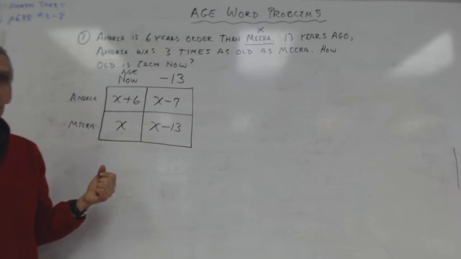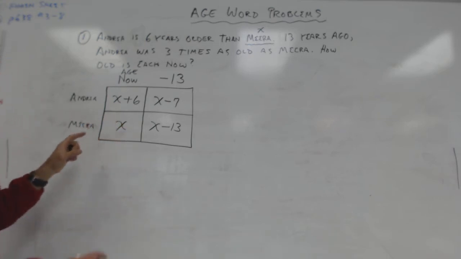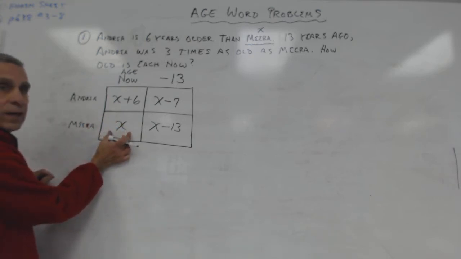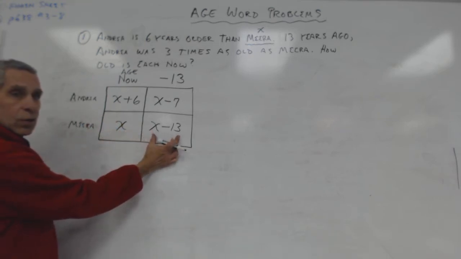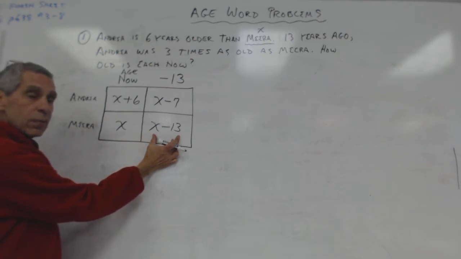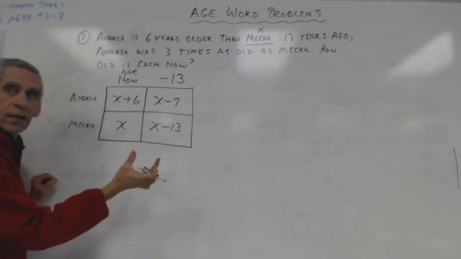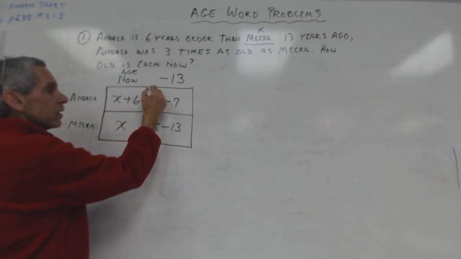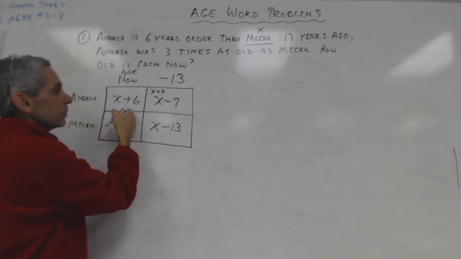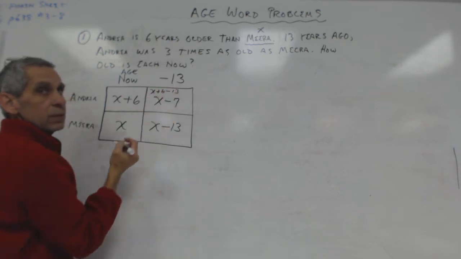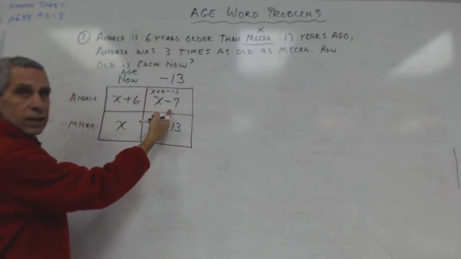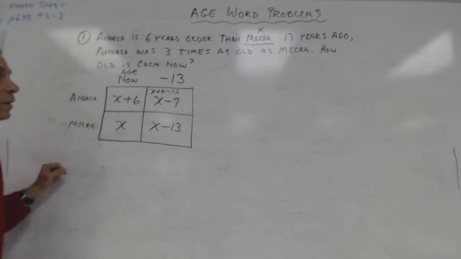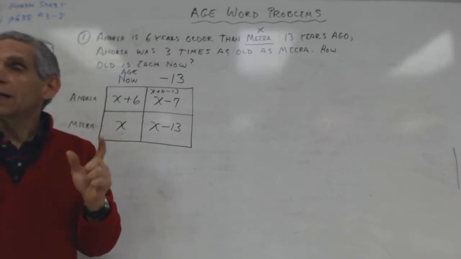How did you get x minus 13? Because here's Mira's age now. 13 years ago, Mira's age was x minus 13, right? It makes sense. This is x plus 6 minus 13. But 6 minus 13 is negative 7, right? All right, so now, this is the key.